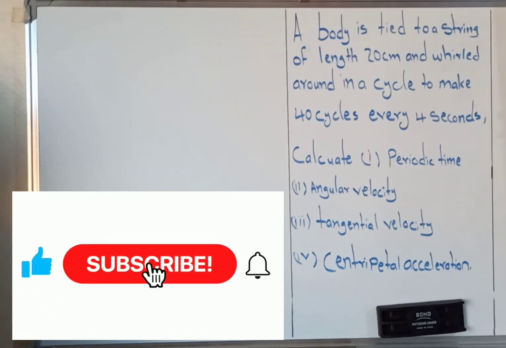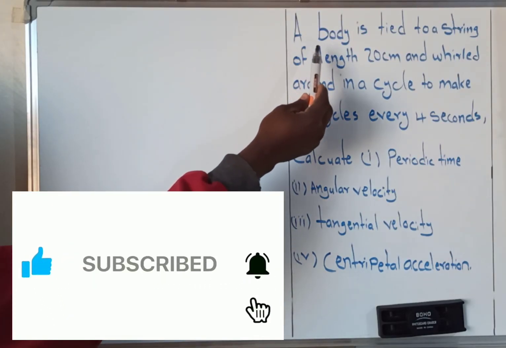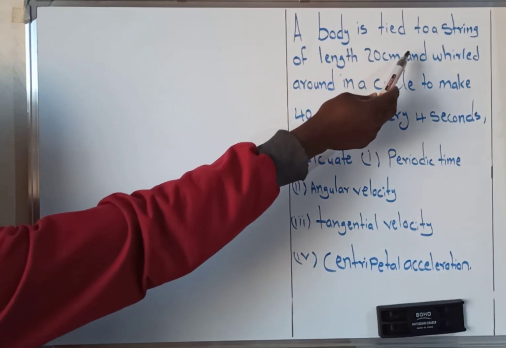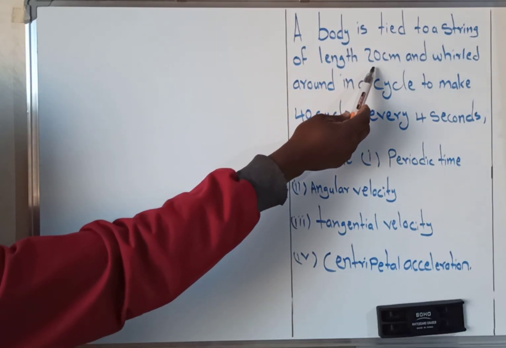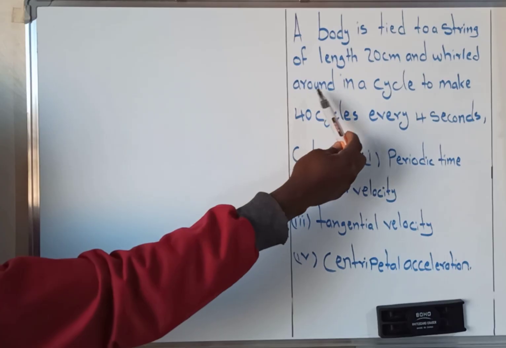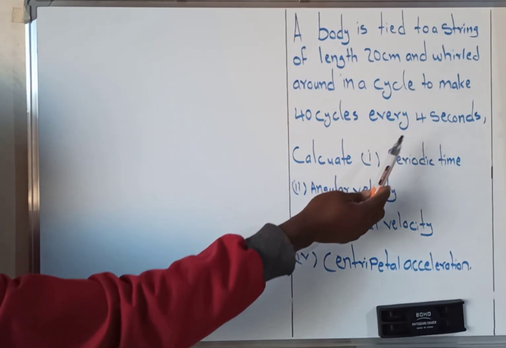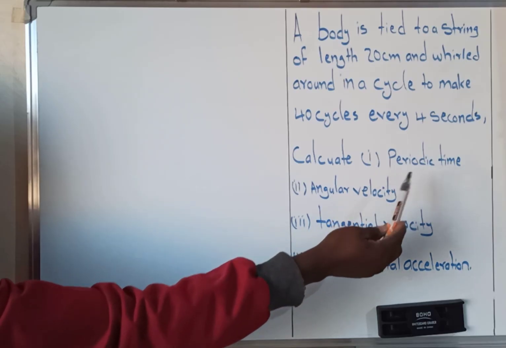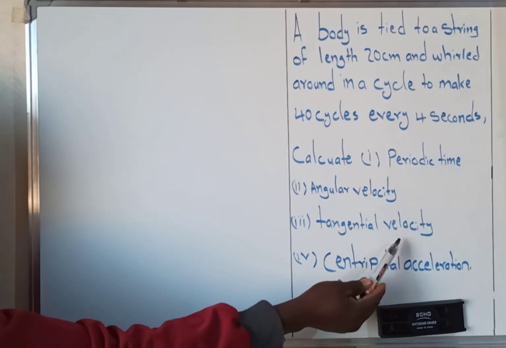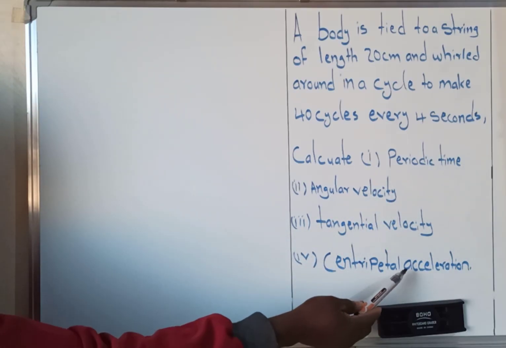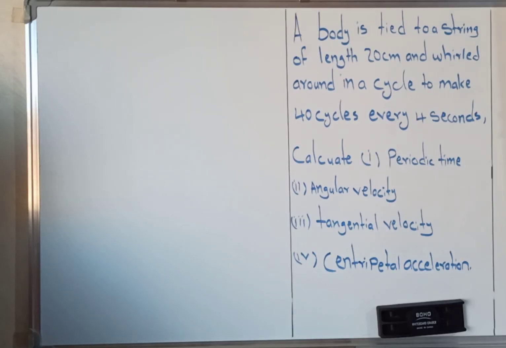Right now on the whiteboard, you can see we have a question. A body is tied to a string of length 20 centimeters and wheeled around in a circle to make 40 cycles every 4 seconds. Calculate the periodic time, angular velocity, tangential velocity, and centripetal acceleration. So right now, as you can see, we have read the question.